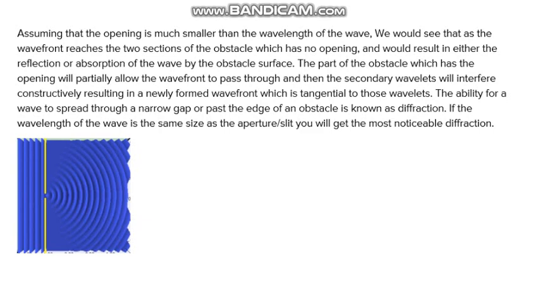The part of the obstacle which has the opening will partially allow the wavefront to pass through, and then the secondary wavelets will interfere constructively, resulting in a newly formed wavefront which is tangential to those wavelets. The ability for a wave to spread through a narrow gap or past the edge of an obstacle is known as diffraction. If the wavelength of the wave is the same size as the aperture or slit, you would get the most noticeable diffraction occurring.